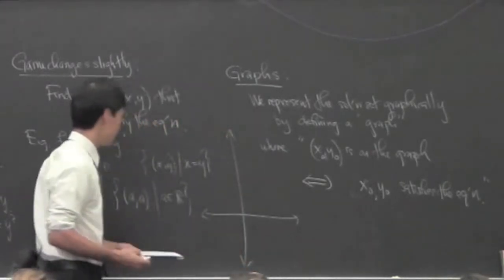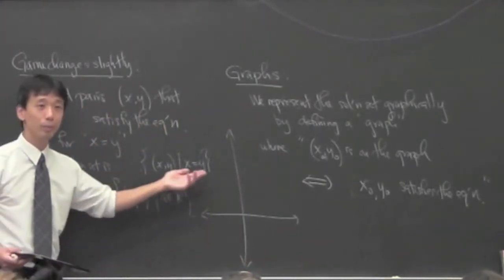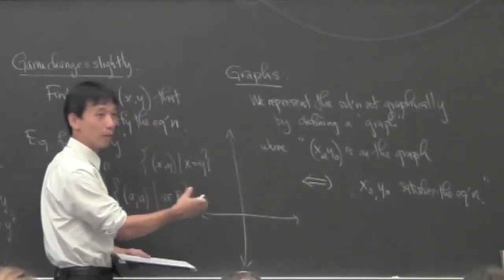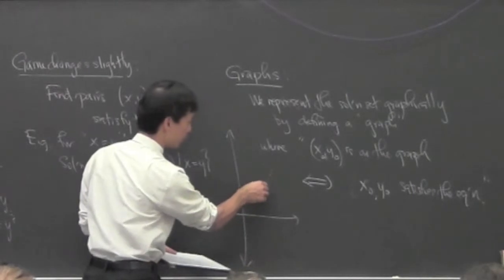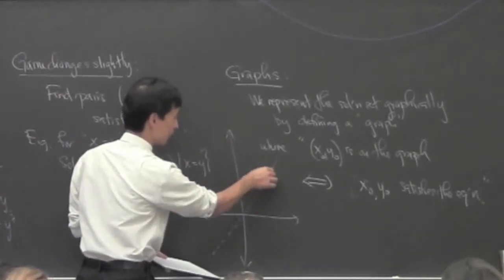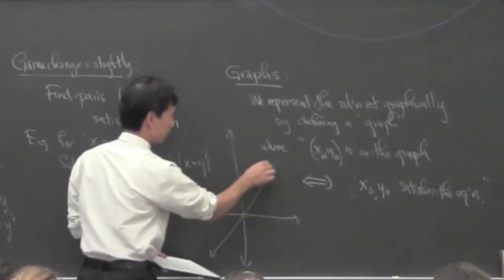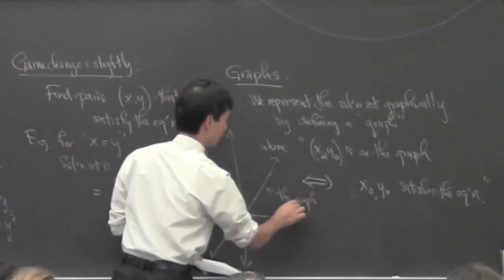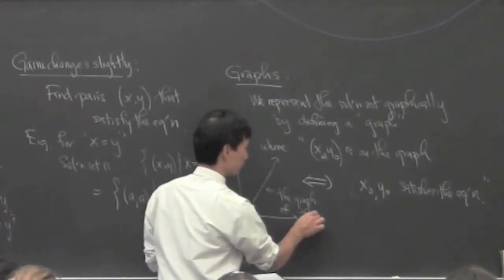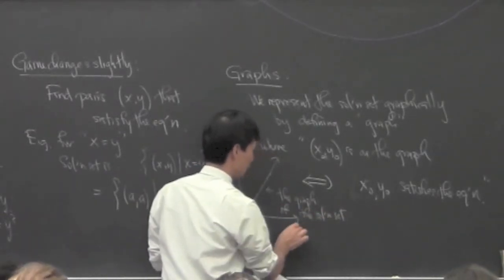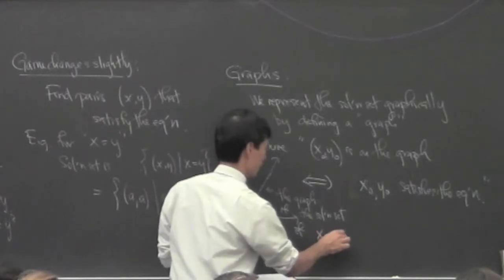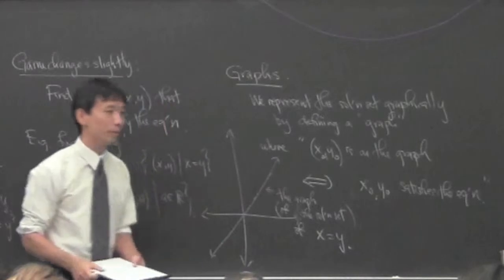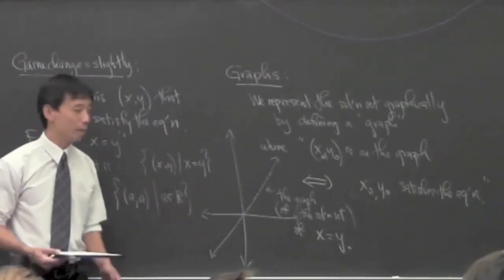So if we have the solution set here and want to represent it graphically, we say, okay, that's going to be all points where the x and y coordinates are the same, so all points like this, all points along this line. This thing is the graph of the solution set of x equals y. And people usually just say the graph of x equals y.